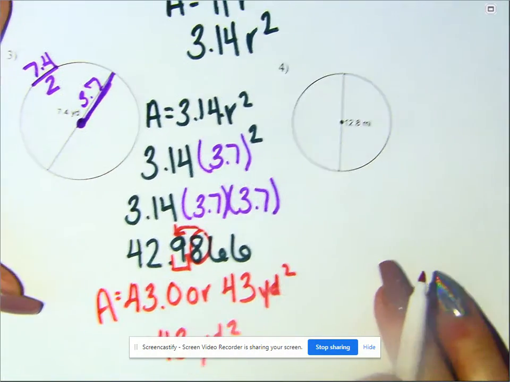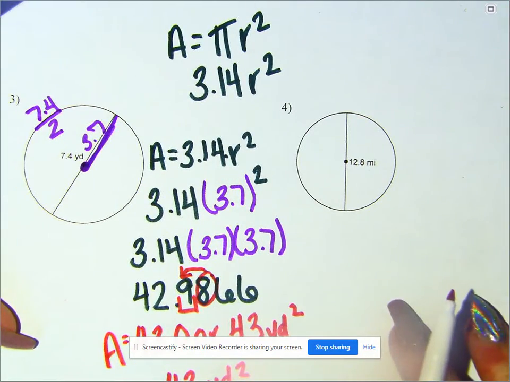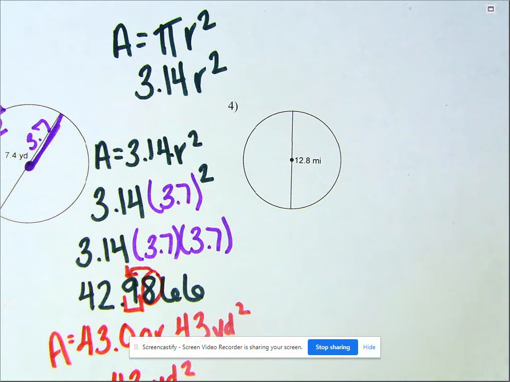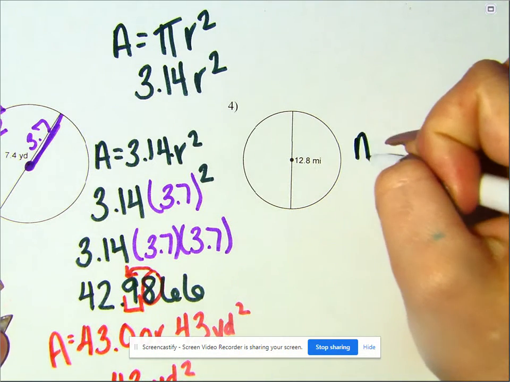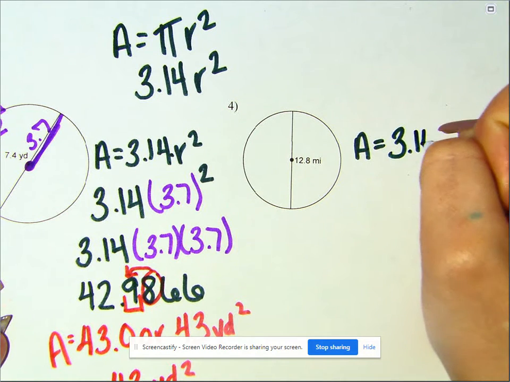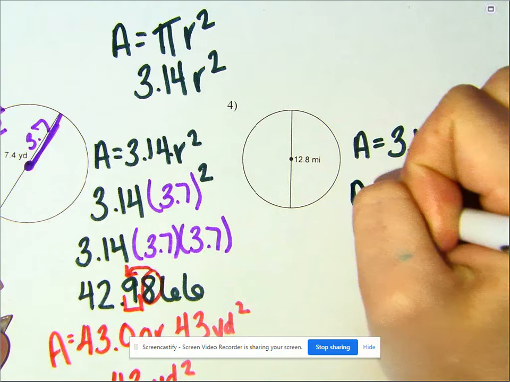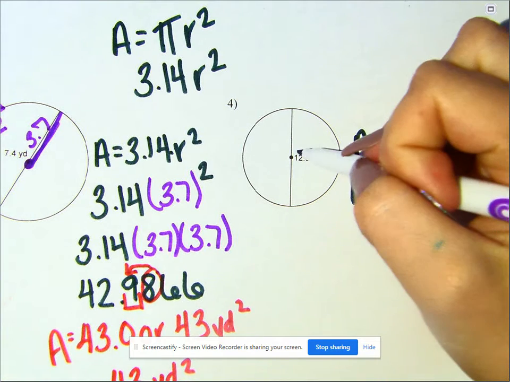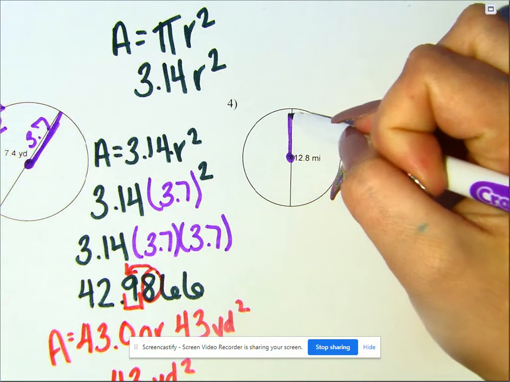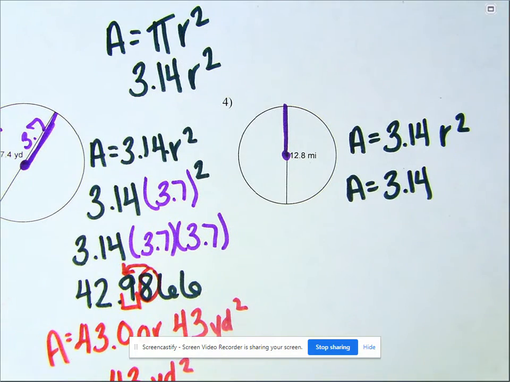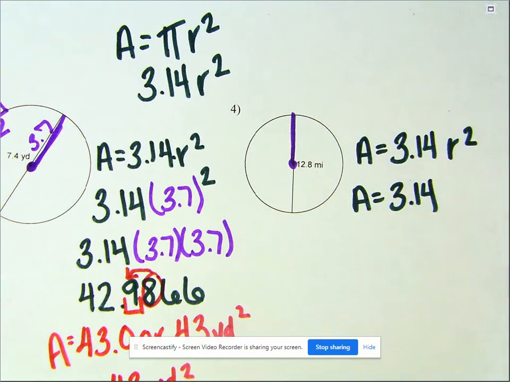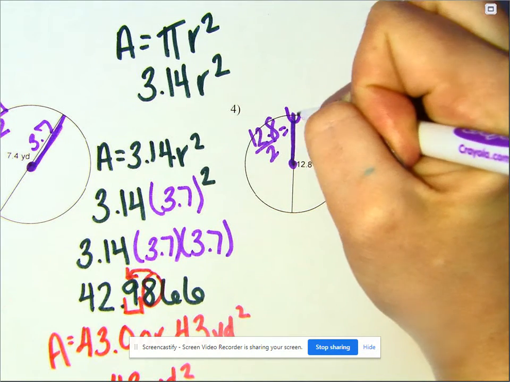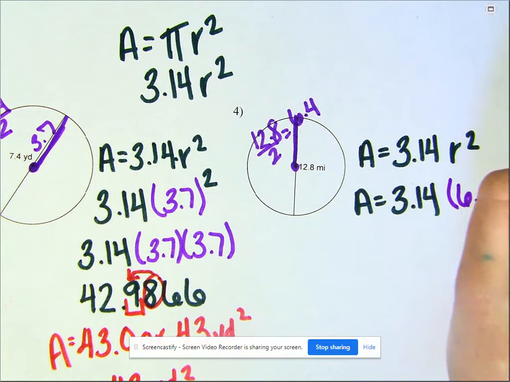Okay, for number 4, which is our last one on our guided practice today, the diameter is also given again. So I'm going to need to split the diameter in half because my formula uses radius. So area equals 3.14 r squared. So again, I need to find the radius in this problem. If the diameter is 12.8 going all the way across that circle, the radius is only going halfway. So you're going to take 12.8 divided by 2, and that number is 6.4. 6.4 is your radius.